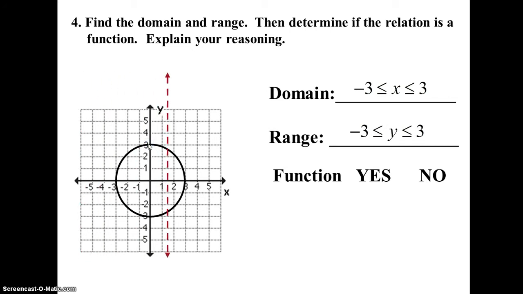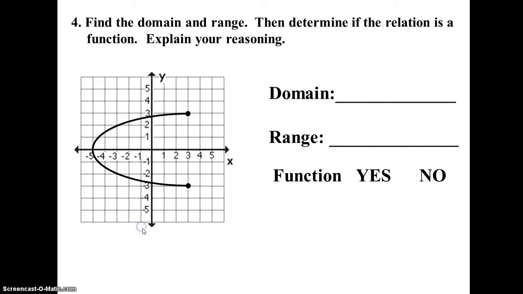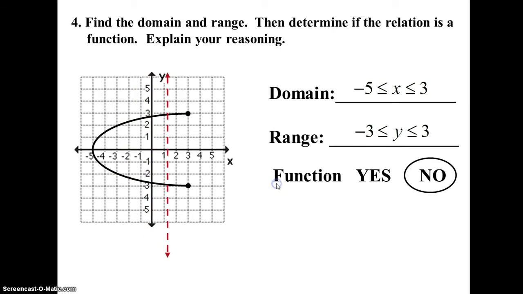Boom. Not a function. Fails the vertical line test. Each input does not have only one output. Fails the vertical line test. If these were open endpoints, we would use the less than only symbol right here and right here, for both of those.